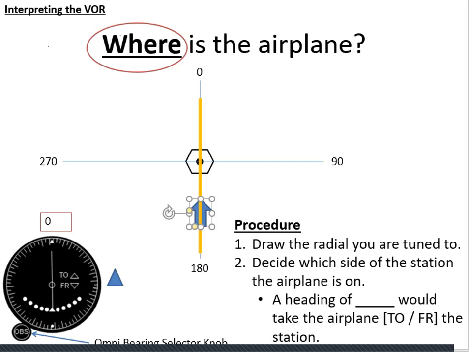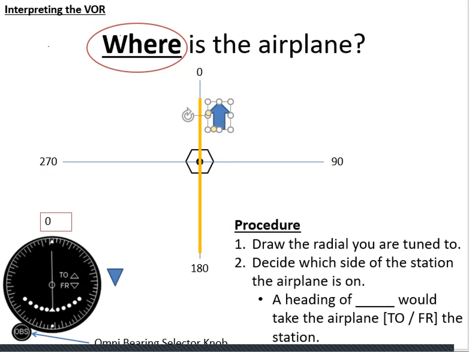Now, one thing to know here is once you pass the station and that to flag switches to a from flag, the line behaves oppositely. All right, so now once you pass the station, I have that from flag lit. Now when the airplane is to the right side of the line, you know, you're tuned to the 0 line, but now it's going to behave oppositely, right? Because if you point the airplane at 0 degrees, it's going to take you away from the station.